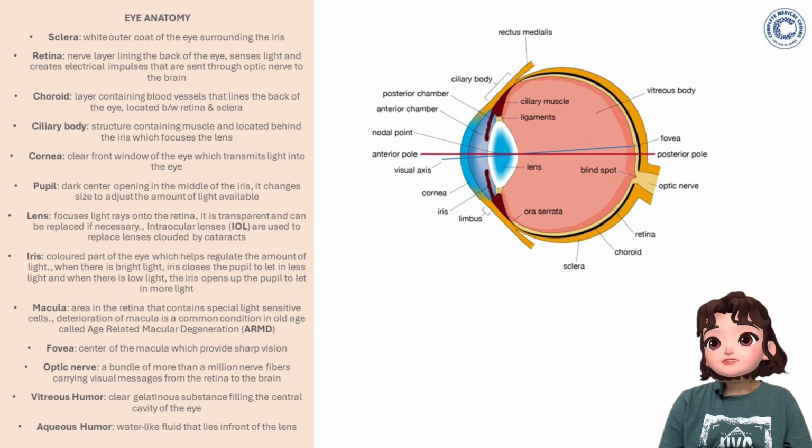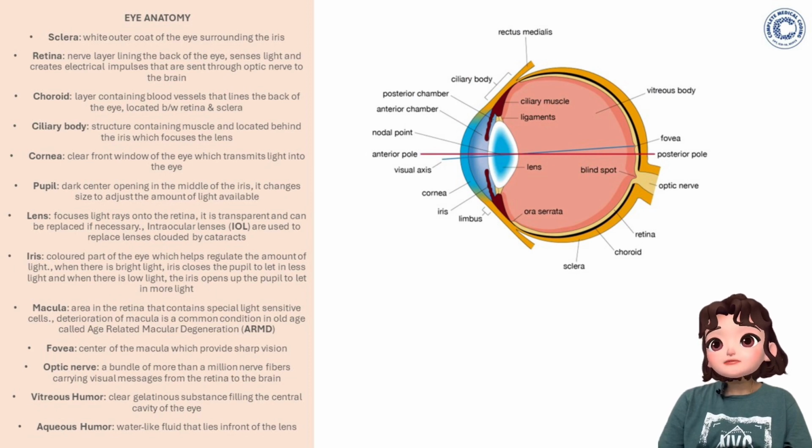Lens. It focuses light rays onto the retina. It is transparent and can be replaced if necessary. And intraocular lenses, short form IOL. Intraocular lenses are used to replace lenses clouded by cataracts.